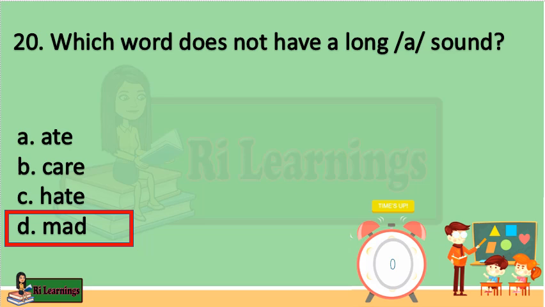The correct answer is D. Mad. Explanation. Words with a long A sound have the vowel A pronounced as its name, A. Examples include ate, care, and hate. Ate, long A sound. Care, long A sound, influenced by the silent E. Hate, long A sound, due to the silent E. Mad has a short A sound, pronounced as A, like in cat. It does not have the long A sound.